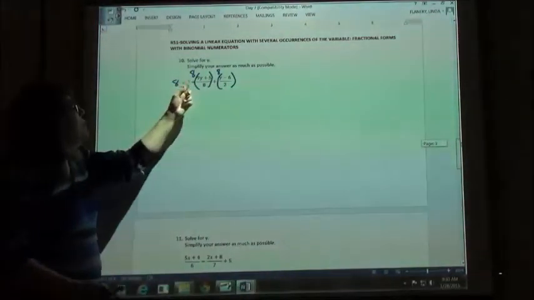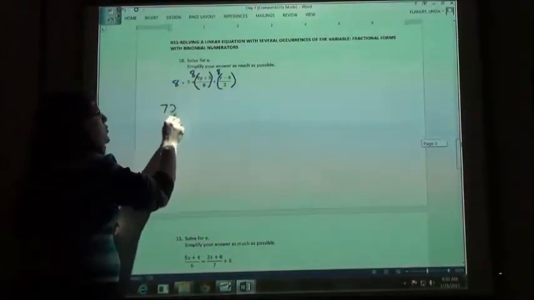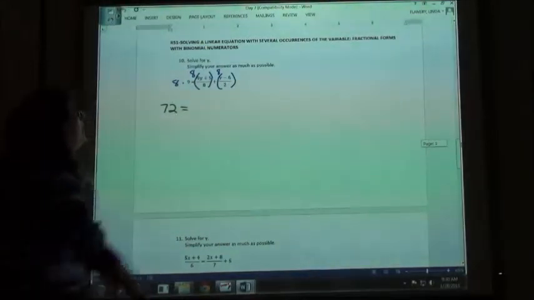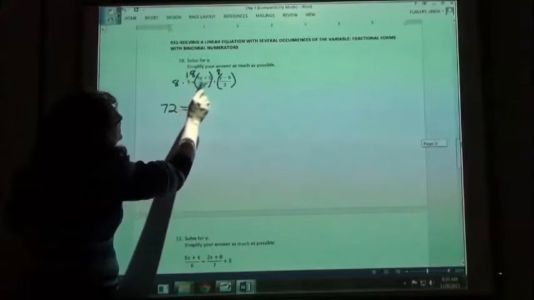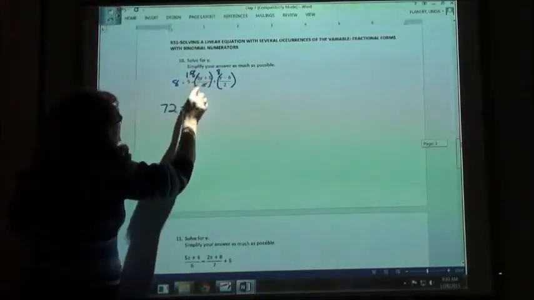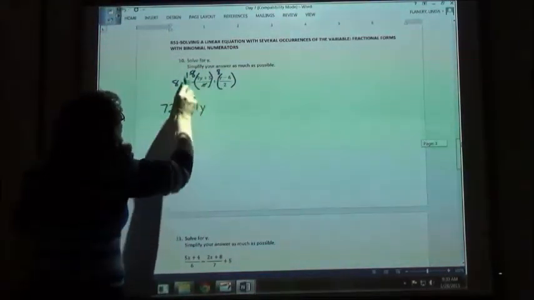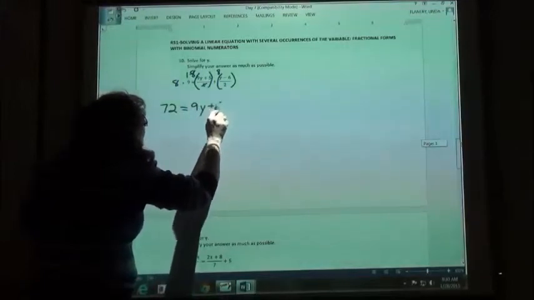So 8 times 9 in front is 72. That's going to equal, and then I'm saying 8 goes into 8 one time, and I'm using my distributive property. 1 times 9y is 9y. 1 times 5 is plus 5.